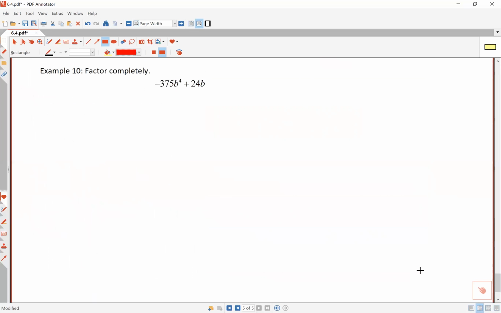Example 10, factor completely. When I look at those two terms, I see a b to the 4th, and then I see a b, 375 and 24. None of those are perfect cubes, and they're not all perfect squares, so there's got to be a greatest common factor in there to take out. We see that they each have a b that we can take out, and it looks like they're all divisible by 3. I'm going to go ahead and take out the negative as well, and we factor out a negative 3b.